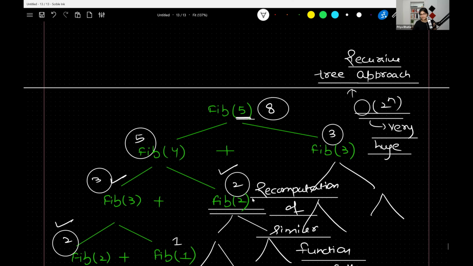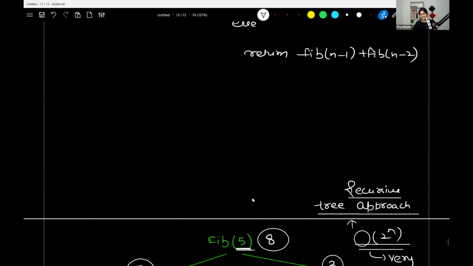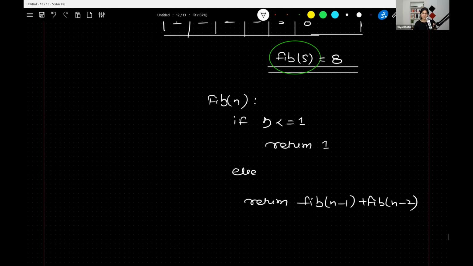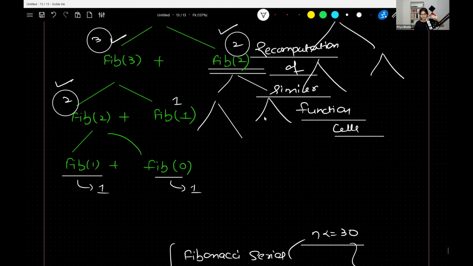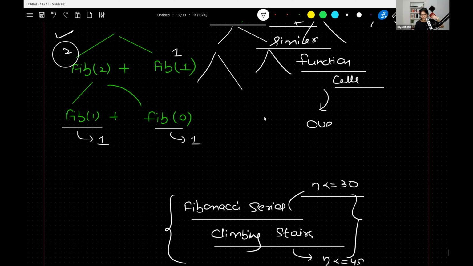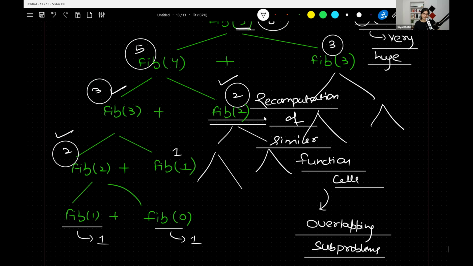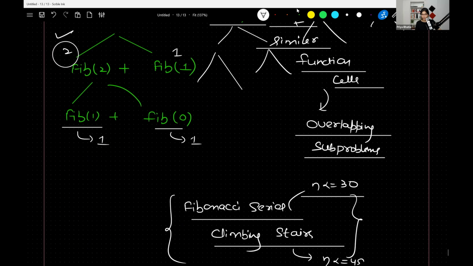But as of now, you can consider that it's a very big time complexity. And the major reason for that is this only, because here it is doing a recomputation of similar function calls. This is also called as a problem of overlapping subproblem. There are subproblems which are overlapping and we are trying to recompute those overlapping subproblems, which causes this complexity to be very, very high. And in order to get rid of this problem, there comes an existence of dynamic programming.